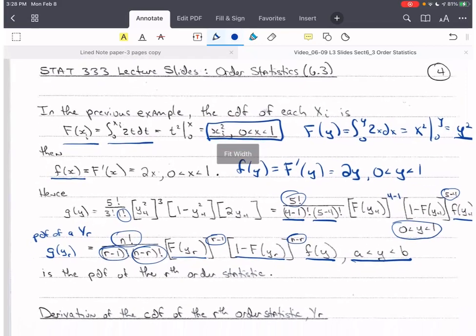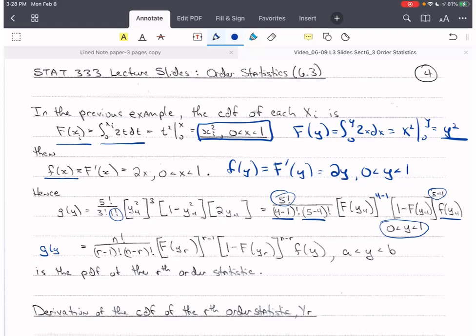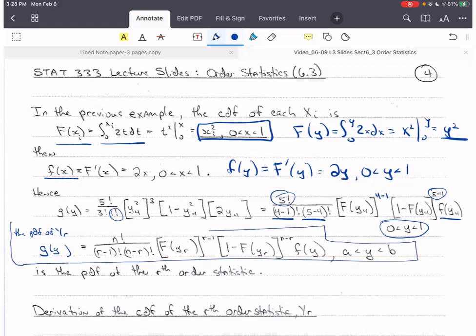Excuse me for zooming too far down. So this is a formula that you want to have on your formula sheet. You're going to need it. So let me clean this up a little bit and write g sub y. And this is the PDF of y sub r, given by this formula.